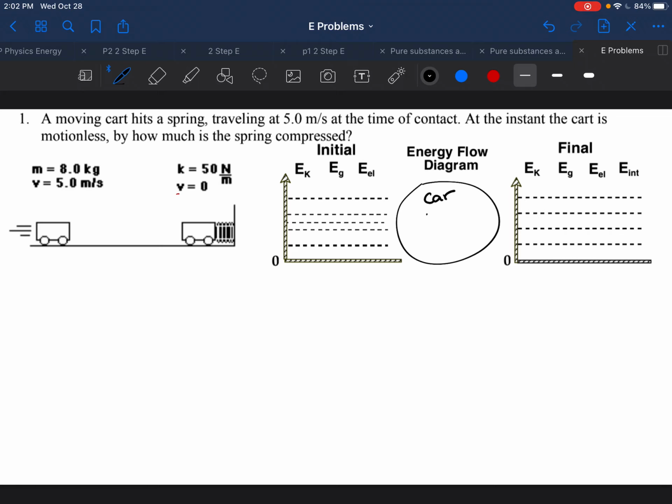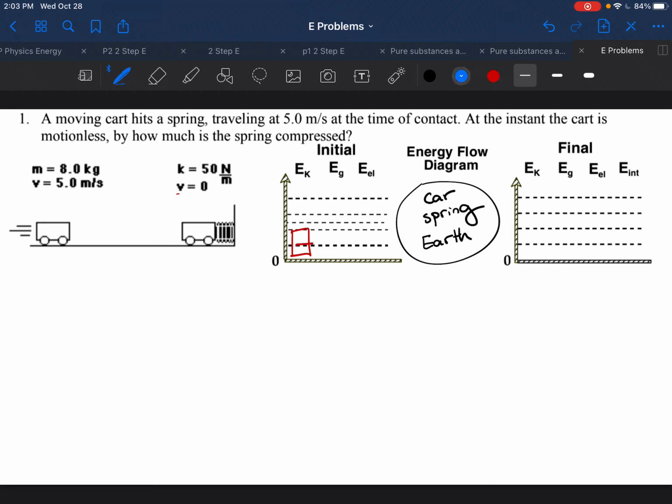so it can store kinetic energy in its motion. We have the spring, which can store elastic energy, and then we have the gravity field produced by the Earth, which can store gravitational potential energy. So let's see, in the initial state, it is moving. So let's just give it 2 bars of kinetic energy.